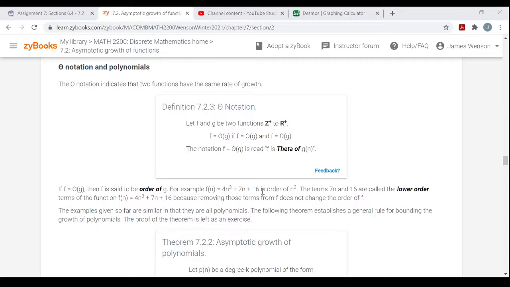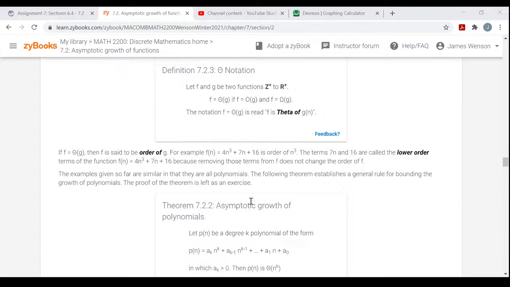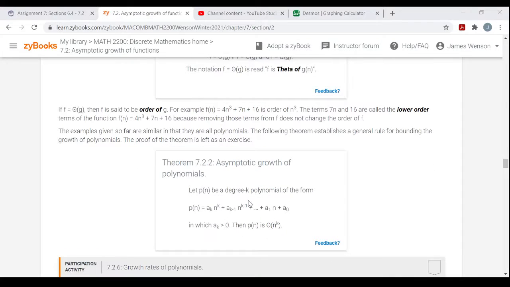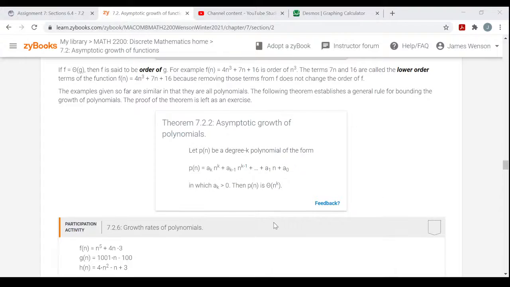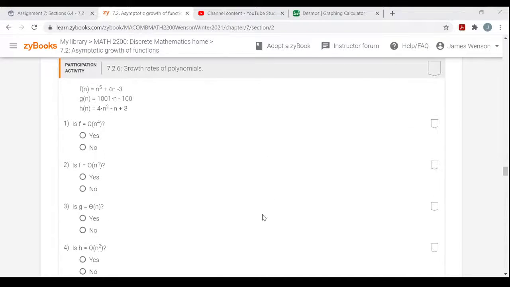And the terms in this polynomial here, 7n and 16, are called the lower order terms, because removing those terms would not change the order. All right, so I've already mentioned any degree k polynomial is order of n to the k, theta of n to the k. All right, so some examples.